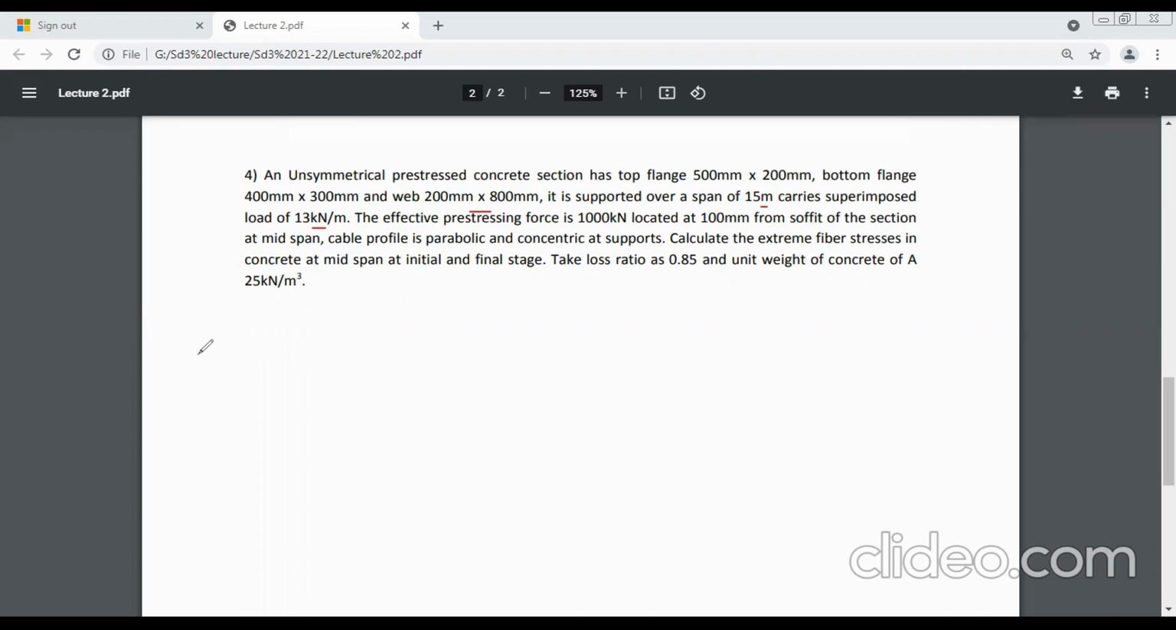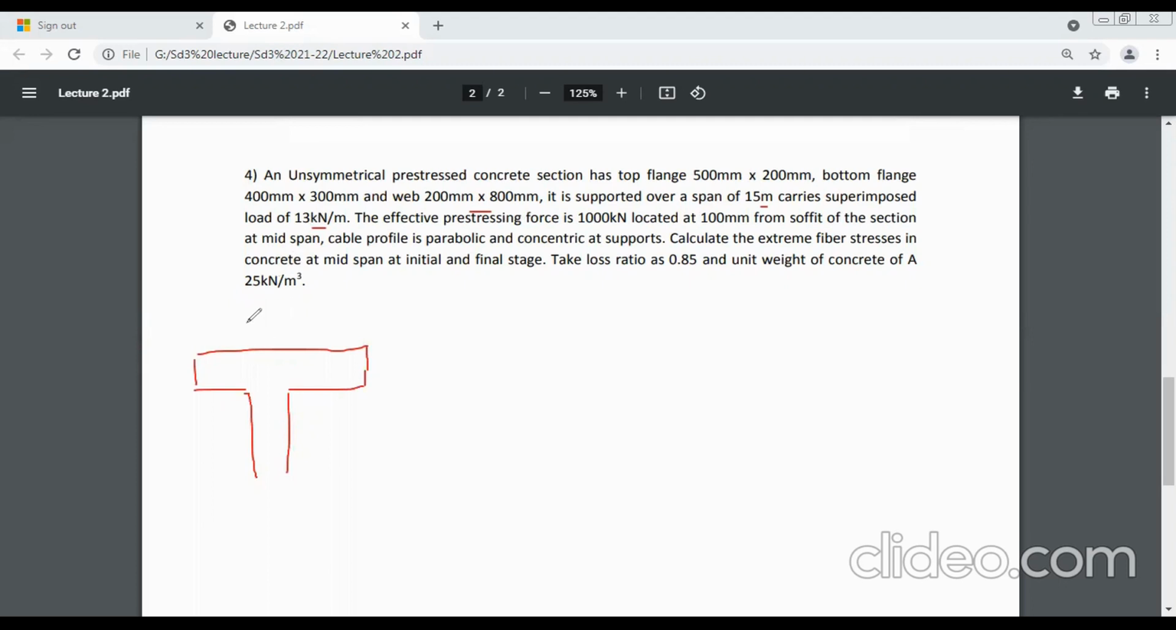The top flange is given as 500 by 200 mm. Just draw this sketch, 500 by 200 mm. Then the web size is given as 200 by 800 mm. So actually this section is unsymmetrical, and the bottom flange is given as 400 by 300.